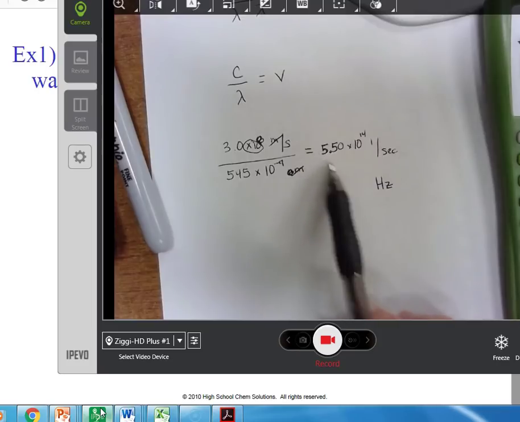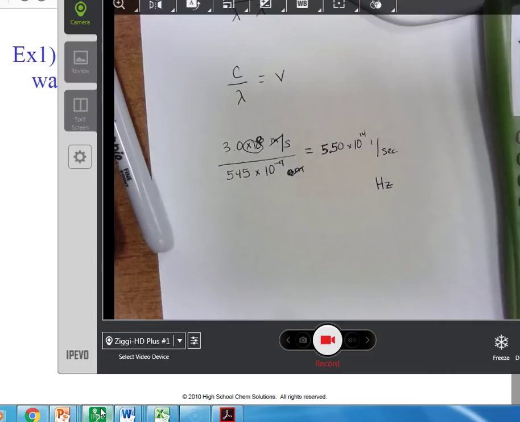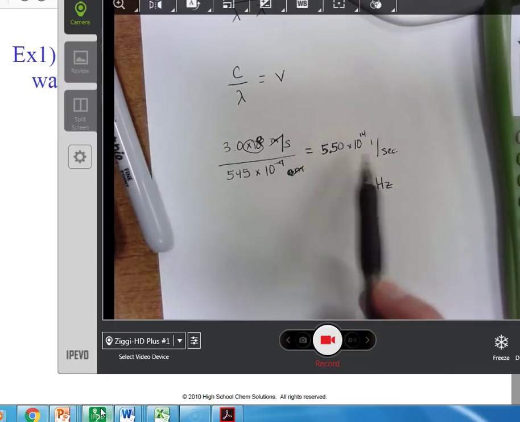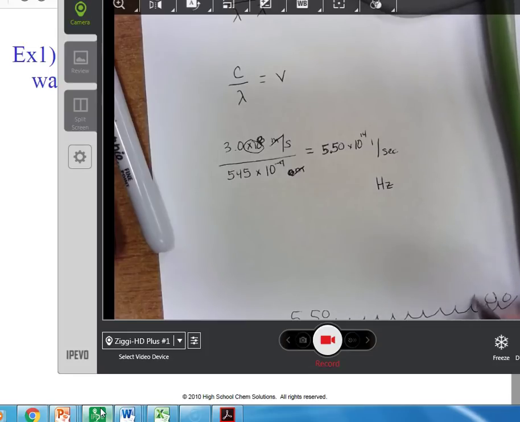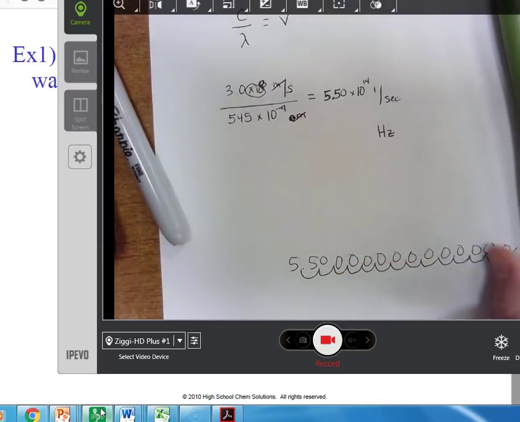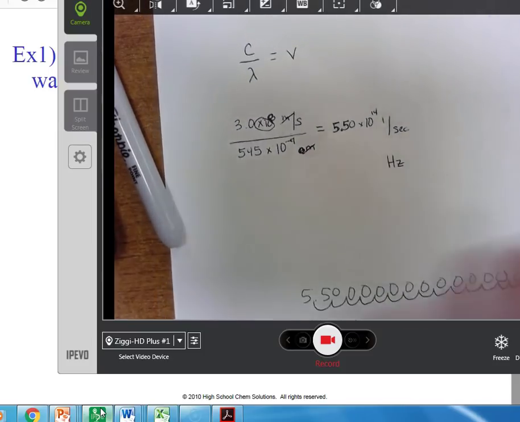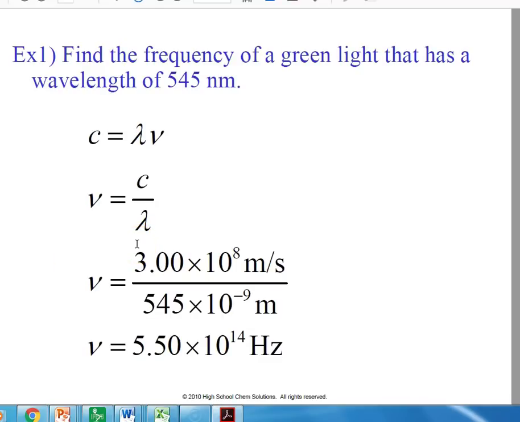What that means is that wave is passing a point this many times per second. That is really, really fast, guys. That many times per second, that's 5.50. You move your decimal 14 times: 1, 2, 3, 4, 5, 6, 7, 8, 9, 10, 11, 12, 13, 14. So you can imagine how large this value is. That many times per second. All right, let's look at our second example. There's the way they worked it out.